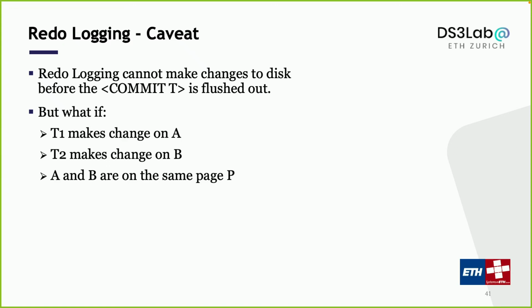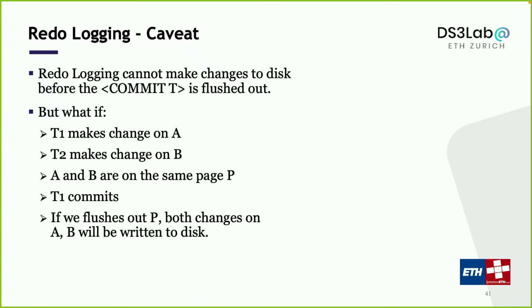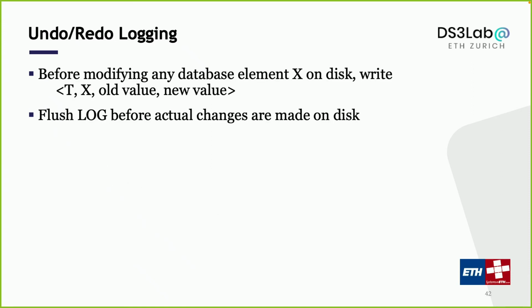That could cause a problem, because when T1 commits, if we flush out the change on P, then I will also flush out the change from T2. That will cause a problem because T2 hasn't committed yet, but all the changes are already there. That breaks my protocol simply because of the structure of my file system. I can only read and write in blocks, not a single object. We also need to handle this part. How should we do that?